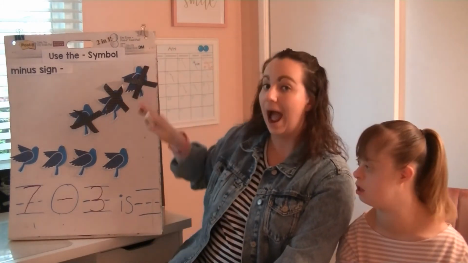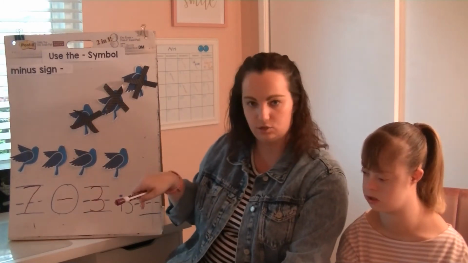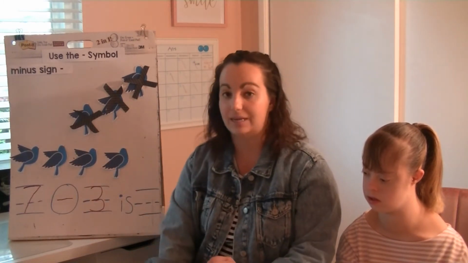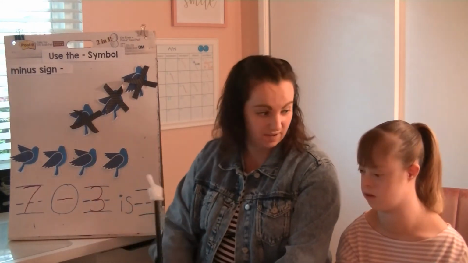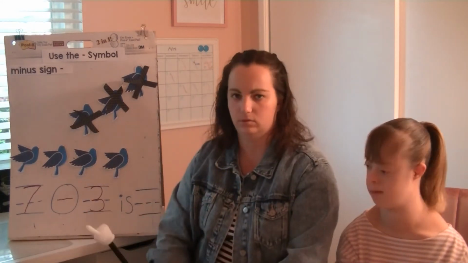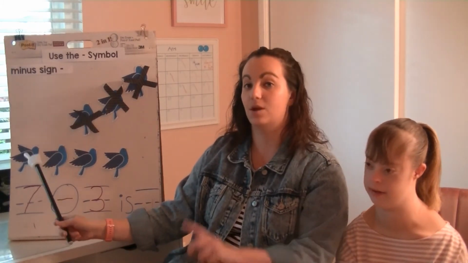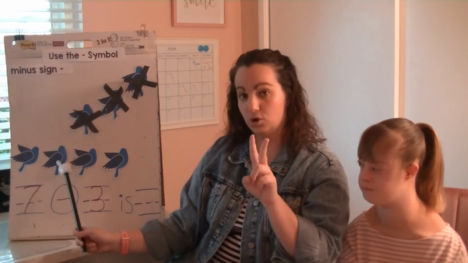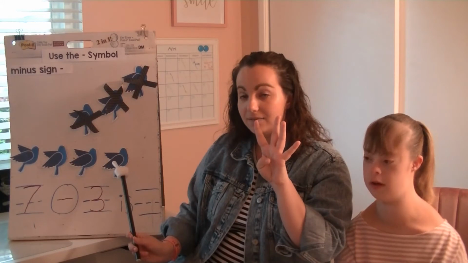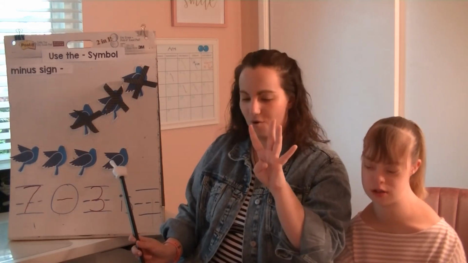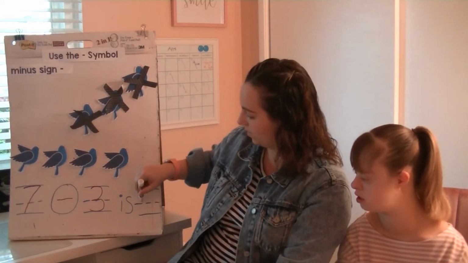We need to see how many birds are left. How many are still in this group? So let's go ahead, get ready to count with me and count all the birds that are left, that aren't X'd out, okay? Ready, set, count with me. 1, 2, 3, 4. How many birds are left? 4, yes. So we write our answer here, 4.